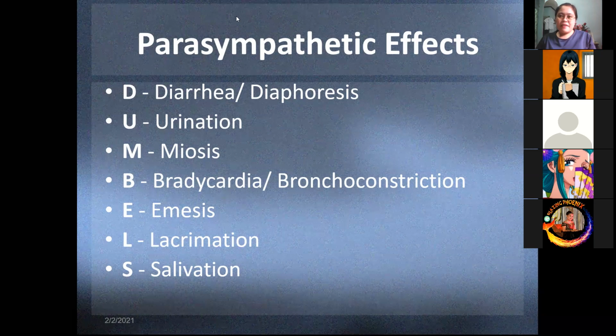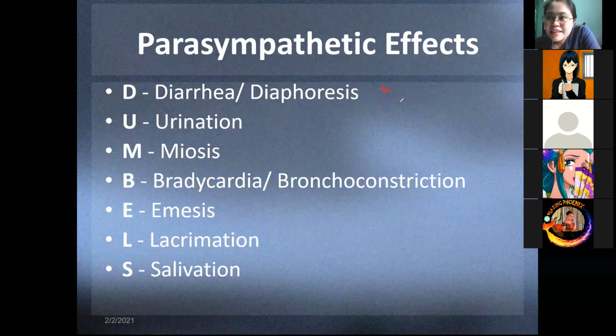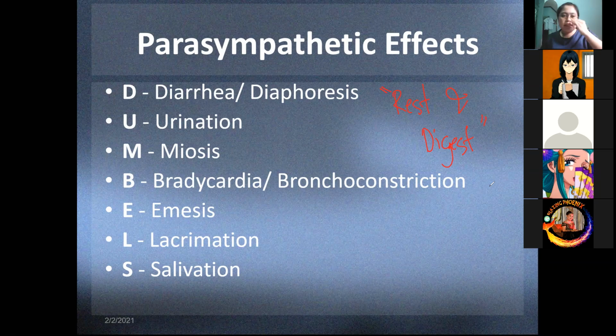Wait a moment. So when you say parasympathetic effects, the parasympathetic nervous system is called rest and digest, because that is really its effect. Rest and digest. So if you look at dumbbells, D means diarrhea. Motility increases and speeds up if you have too much acetylcholine and it binds to its receptor.